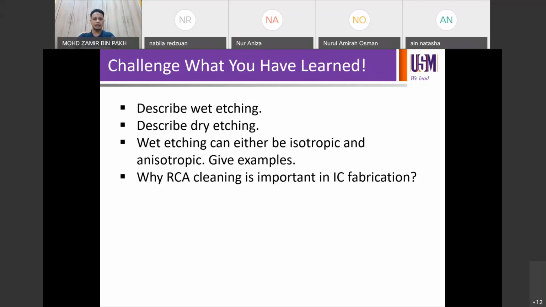Right, done. Wet etching can be either isotropic or anisotropic. We've discussed this during the first question just now. So give an example of isotropic wet etching and also another example of anisotropic wet etching. What does it mean by isotropic wet etching, before you give examples? Fazira, what is isotropic wet etch? Fazira?